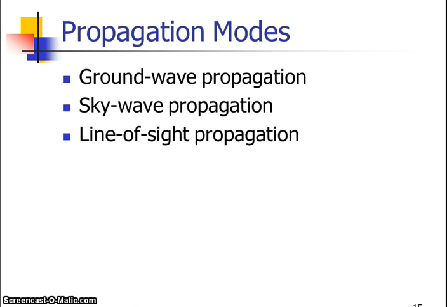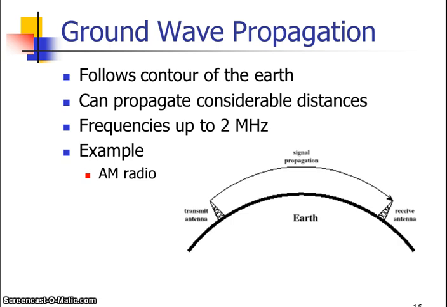The propagation modes: ground wave propagation, sky wave propagation, and line of sight propagation. The ground wave propagation follows the contour of the earth and can propagate a considerable distance, for frequencies up to 2 megahertz.